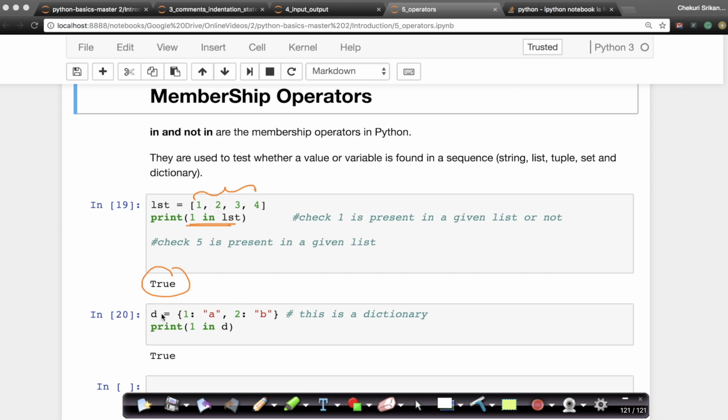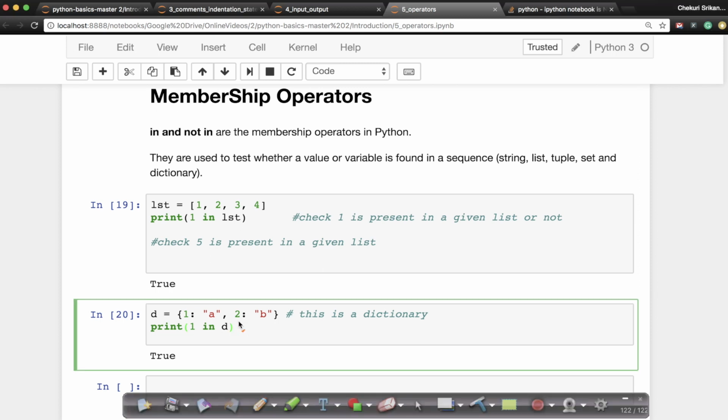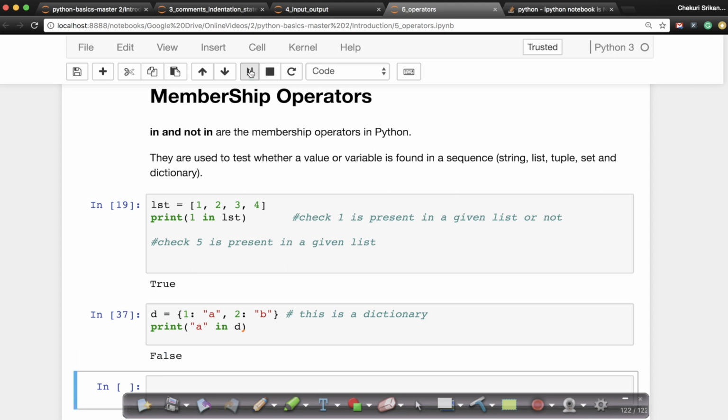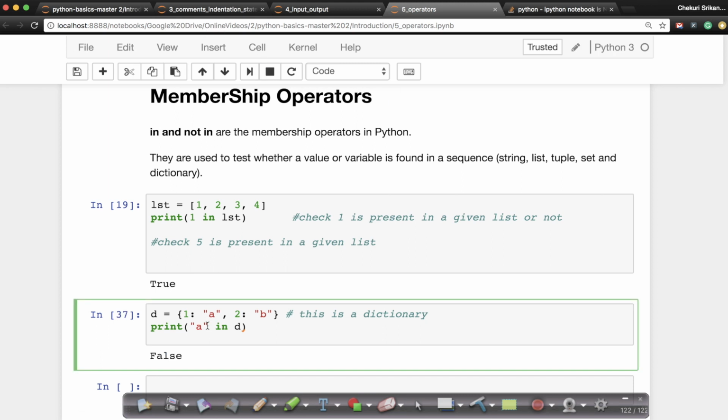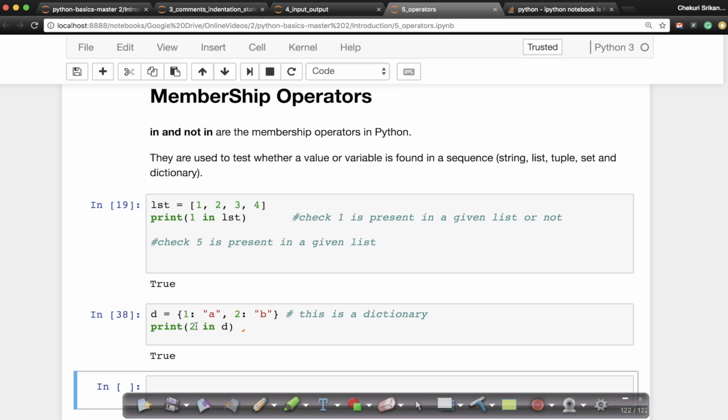So let's do another example, right? Let's say I have a dictionary here. This is my key 1, this is my value 1, this is my key 2, this is my value 2. So I can search in the keys very easily. If I say print 1 in D, since 1 is present in the keys, it would print true. Let's go to this code snippet and see what happens if I say A in D, right? It says false. I can only check in the keys, not in the values, right? Can I say 2 in D? Of course it's there. What about 3 in D? Of course 3 is not there, so it should return false.